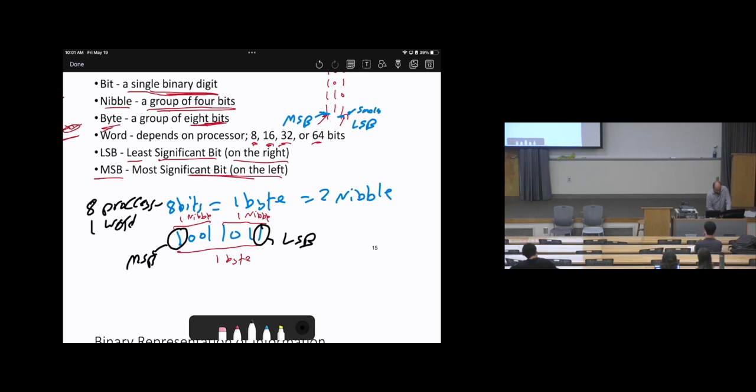If we have a 16-bit processor, then it has 2 bytes. If we have a 32-bit processor, it has 4 bytes. If we have 64, 8 bytes. Okay? You should be aware of this. It's just multiples of 8.